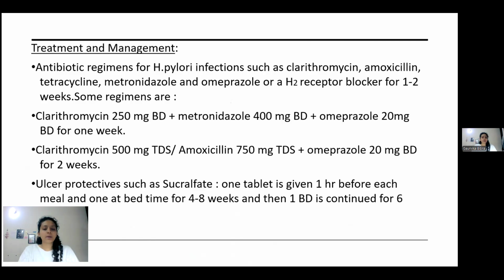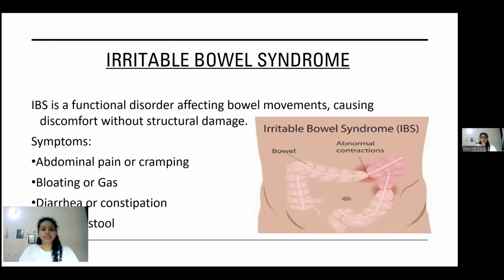Treatment management: antibiotic regimens for H. pylori infections are clarithromycin, amoxicillin, tetracycline, metronidazole, and omeprazole, or H2 receptor blocker for 1 to 2 weeks. Some regimens are clarithromycin, metronidazole, and omeprazole for 1 week, whereas clarithromycin, amoxicillin, and omeprazole for 2 weeks. Ulcer protectors such as sucralfate, 1 tablet is given 1 hour before each meal and 1 at bedtime, continued for 6 months.